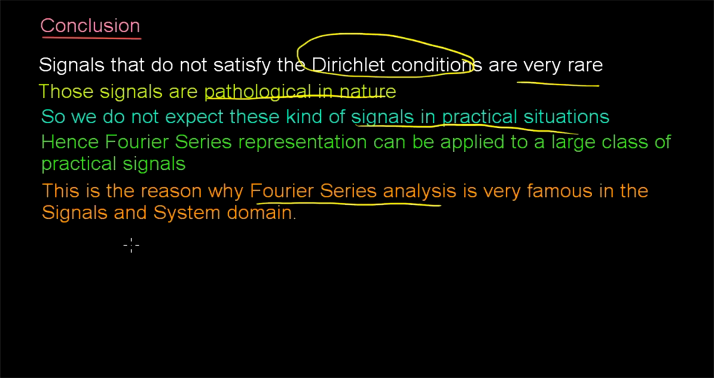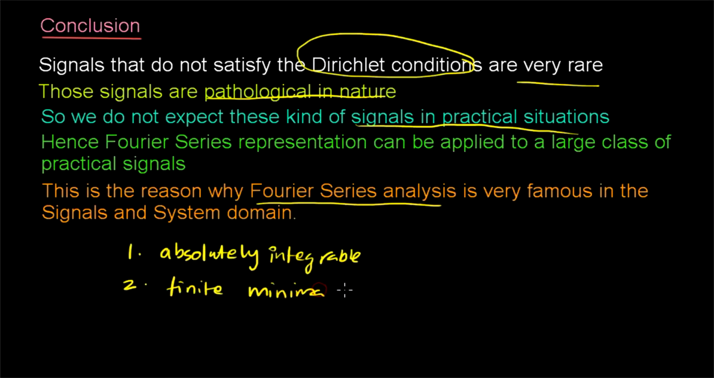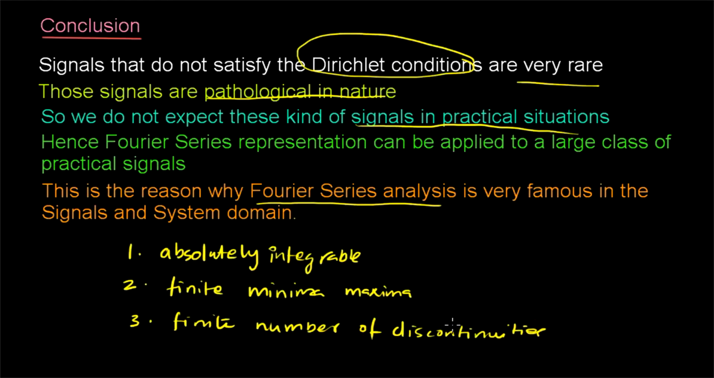So I will conclude the Dirichlet conditions. The first condition says the signal must be absolutely integrable. The second condition says that there should be a finite number of minima and maxima. And the third condition says that there should be a finite number of discontinuities. If our signal obeys the Dirichlet conditions 1, 2 and 3, we can say that a valid Fourier series exists for that particular signal.